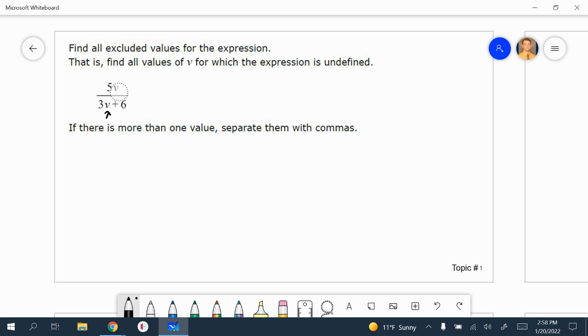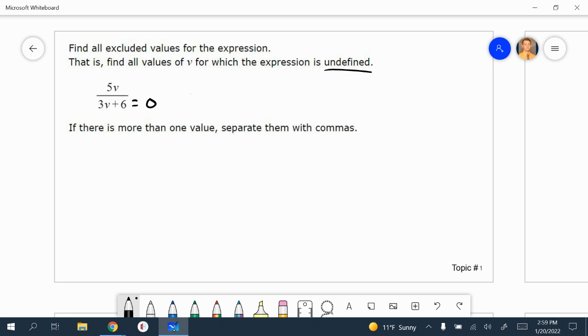It would basically make it undefined. It says it right there: it makes the expression undefined or not possible. The calculator wouldn't calculate it. So how would we be able to find those numbers? Well, those numbers are going to be anytime we have a zero on the bottom of a fraction. You can't take any number and divide it by zero. For example, 8 divided by zero is not possible. That's undefined. So if we can figure out what would make this bottom turn into a zero, like if we could get 3v plus 6 to equal 0, then that would be when this is undefined.